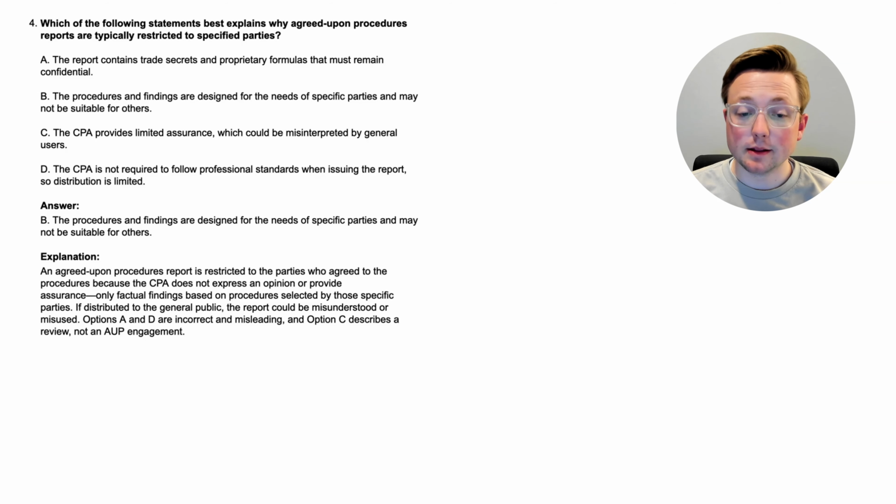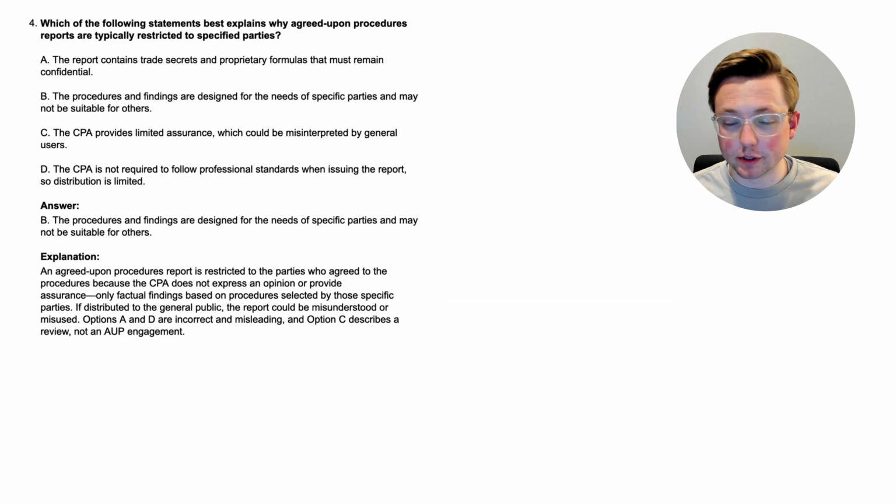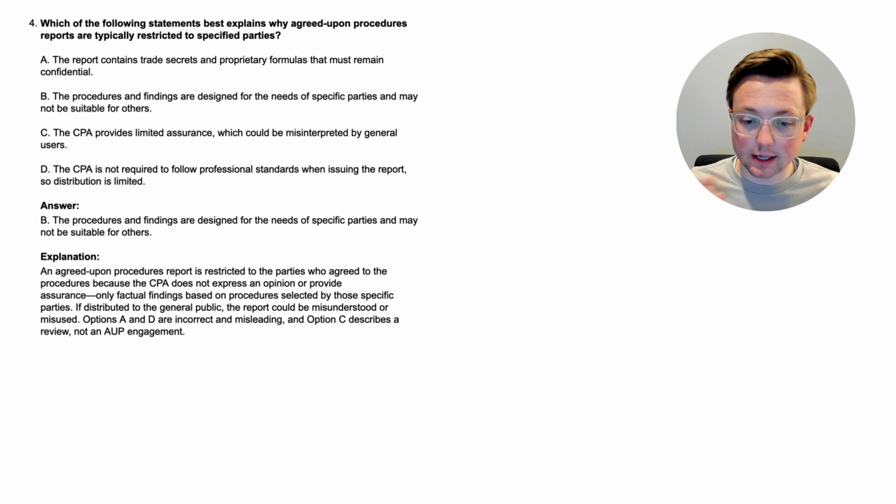The answer is B. The procedures and findings are designed for the needs of specific parties and may not be suitable for others. So let's go into the explanation. An agreed upon procedures report is restricted to the parties who agreed to the procedures because the CPA does not express an opinion or provide assurance, only factual findings based on procedures selected by those specific parties. If distributed to the general public, the report could be misunderstood or misused. So options A and D are incorrect and misleading, and option C describes a review, not an agreed upon procedures report or engagement. So that's the idea behind this.